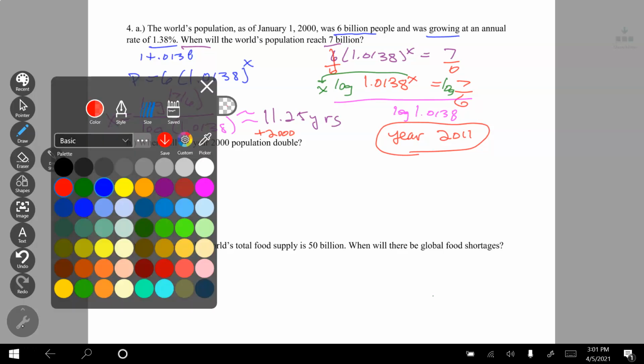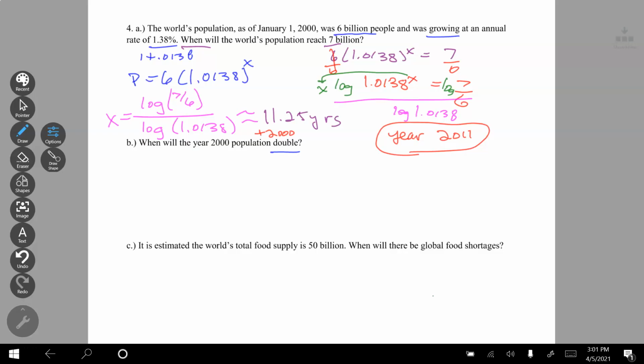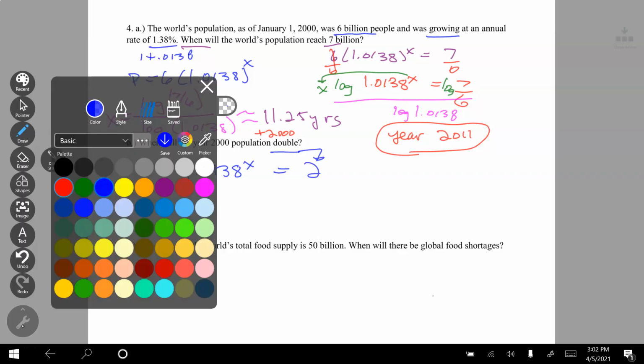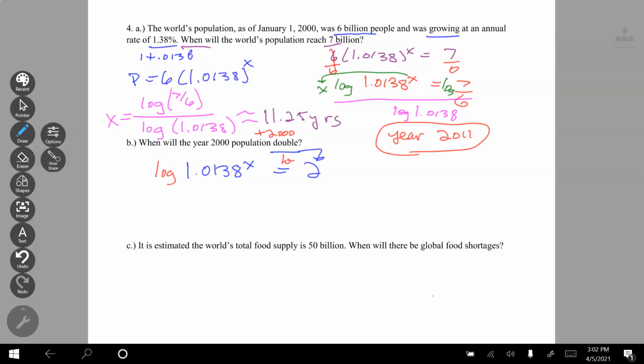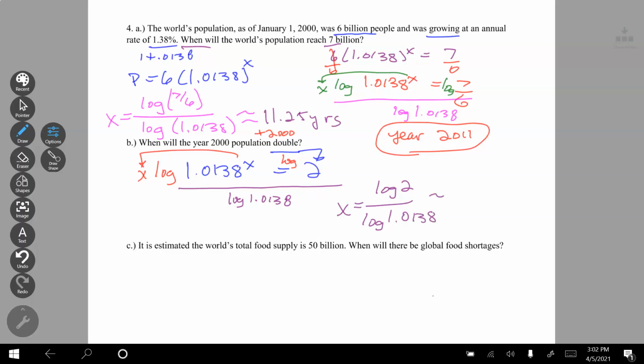The next question is, when does it double? Well, I don't need the initial population. I don't have to use this 6. I could just do 1.0138 raised to the x is equal to 2. Is that what doubles mean? If you want to set that equal to 12 and then divide by 6 to get 2, that's fine, but I think it's just a waste of time. I'm going to log both sides. X moves in front. I'm going to divide by that log of 1.0138. So I get x equals log of 2 over log of 1.0138. I'm going to put this in the calculator, and let's see what the calculator says about that.